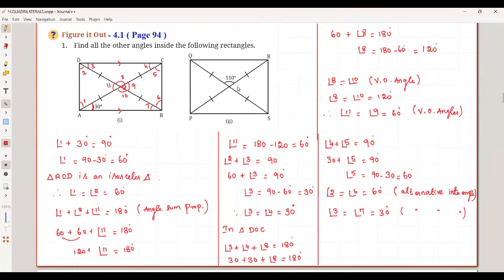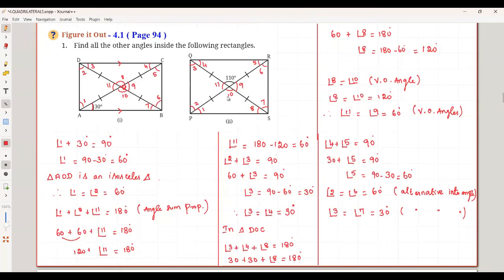Question number 2 you can also do. I'll just give the hint alone. You can try it in your free time and find the answer for question number 2. Here also you can name the angles 1, 2, 3, 4, 5, 6, 7, 8, and 9 is already given. I'm taking this as 9, 10, and this is 11.